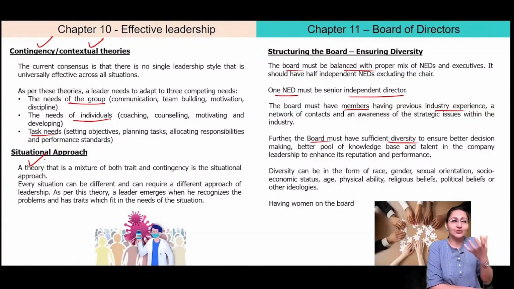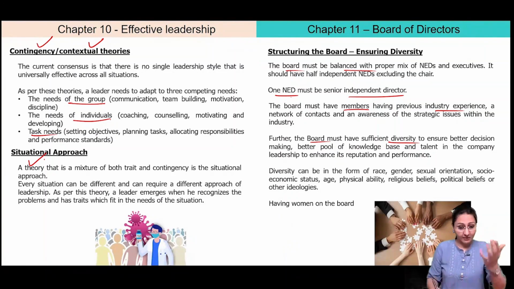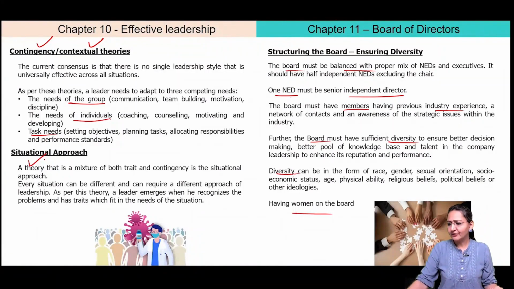You should have someone who knows marketing as well. Somebody who is into data analytics. That means people from different backgrounds, different expertise, different experiences. They should be there on the board of directors. Women representation is a must.